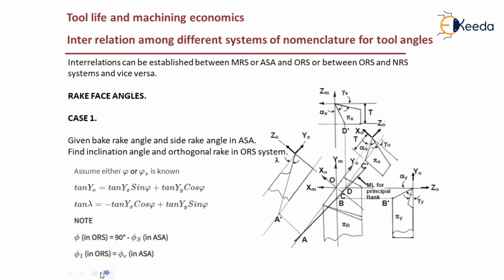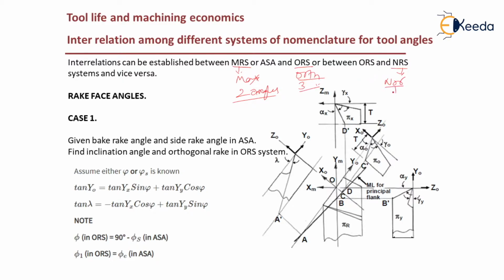In the earlier videos we have discussed different systems. That is, we have discussed MRS, ORS and also NRS. That is the maximum rake angle, the orthogonal rake angle, and the normal rake angle. In MRS you need only two angles to get the remaining angles, whereas in ORS we need three mutually perpendicular angles, which we have already discussed.